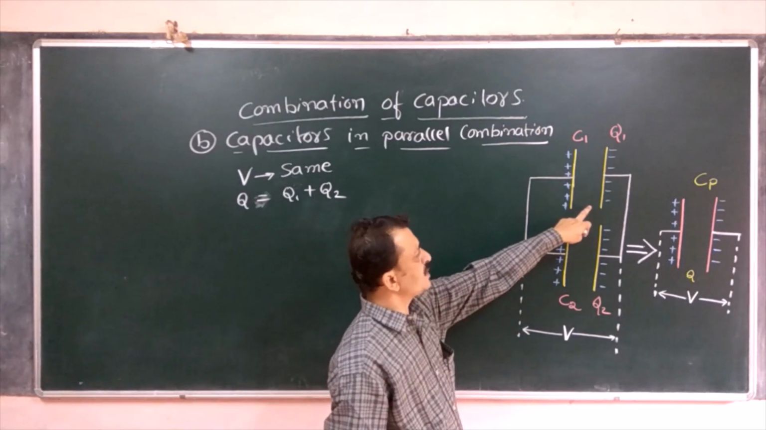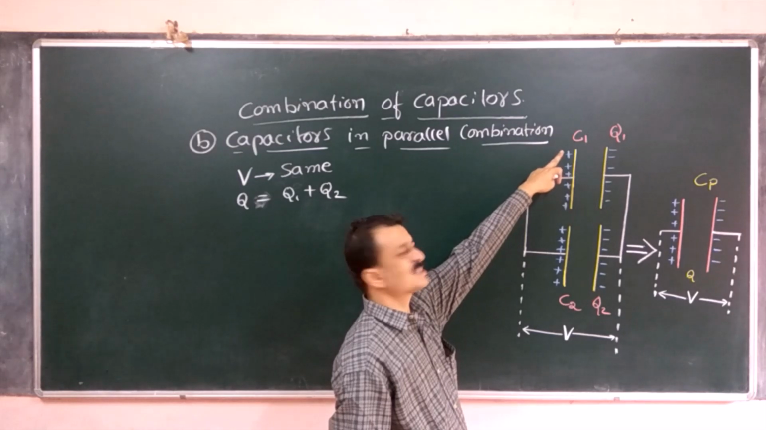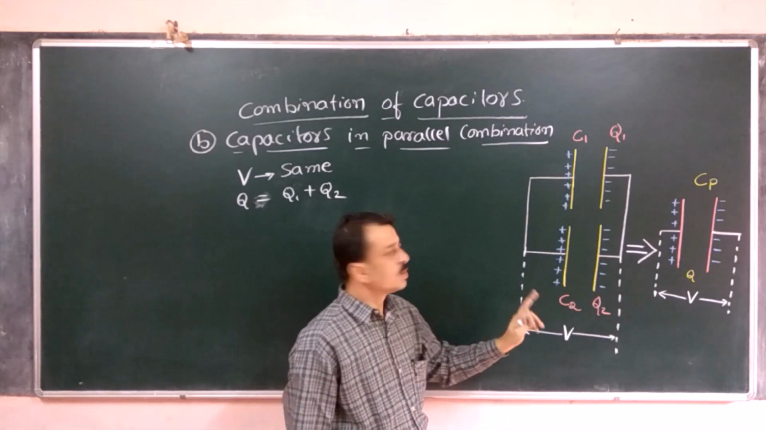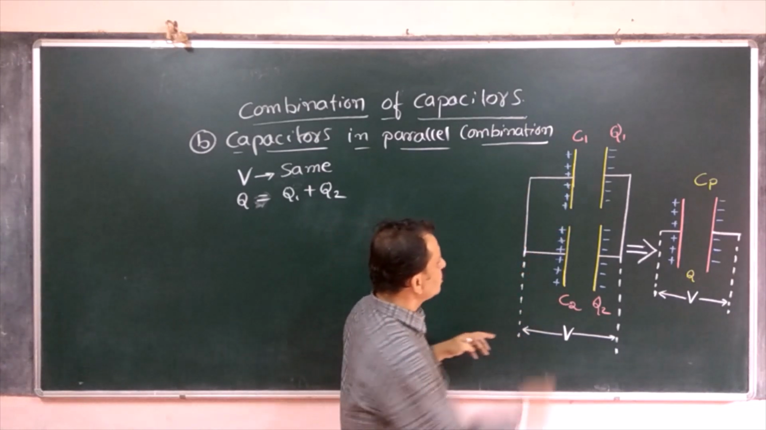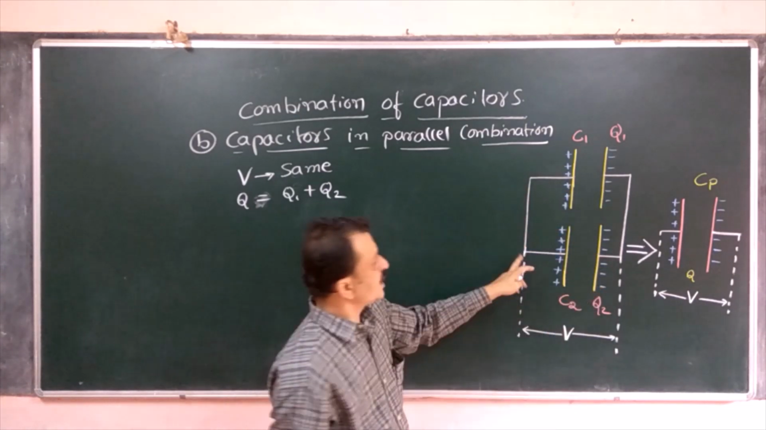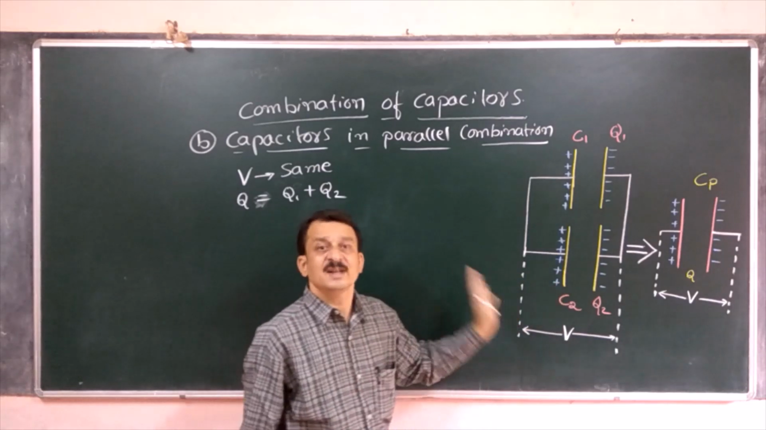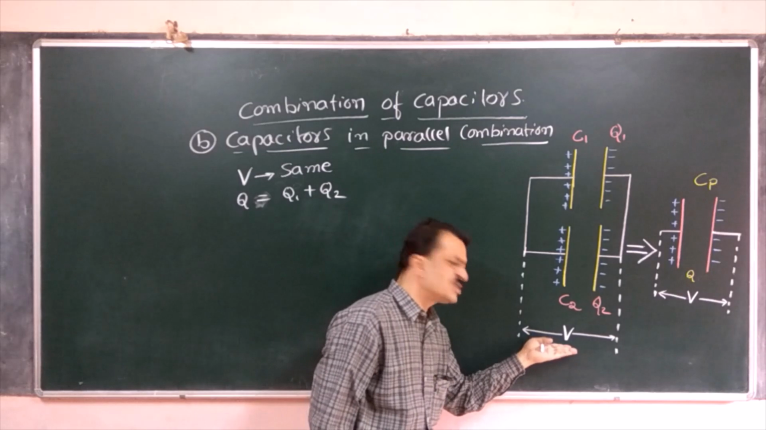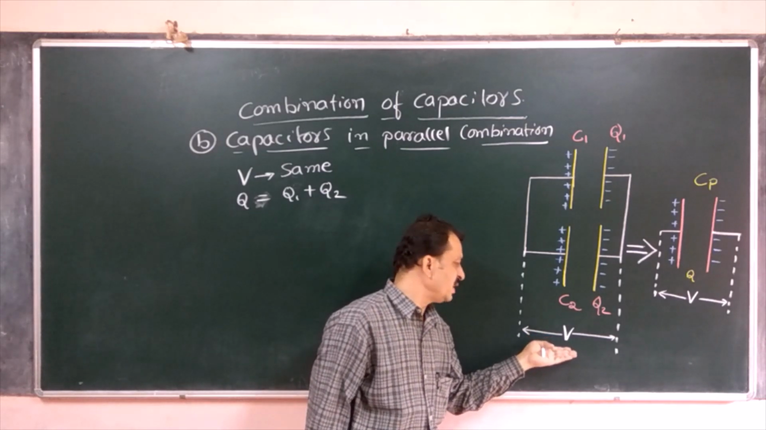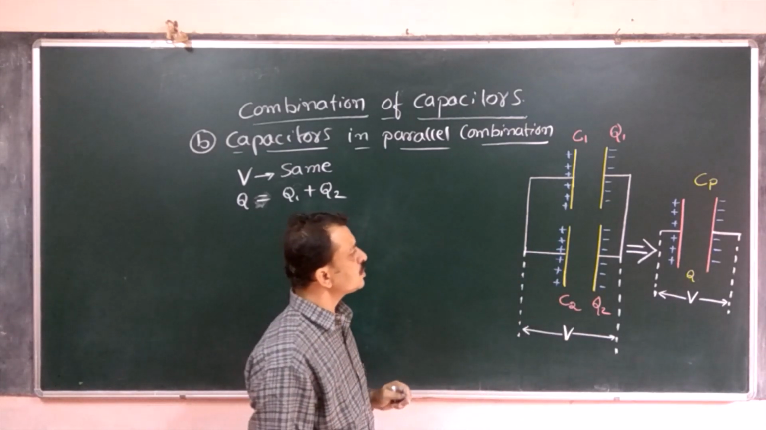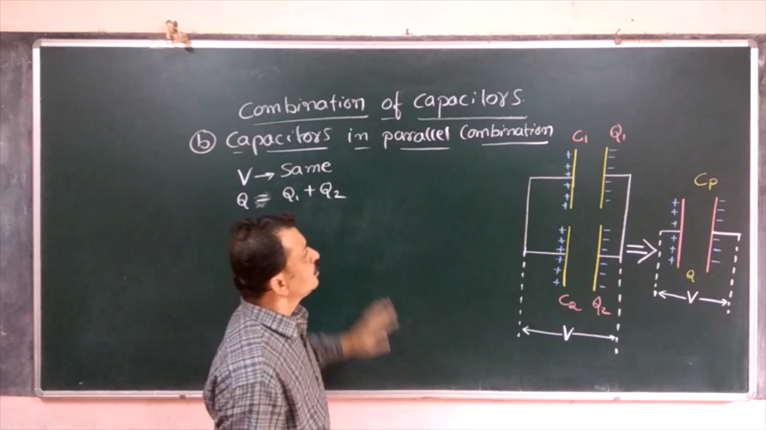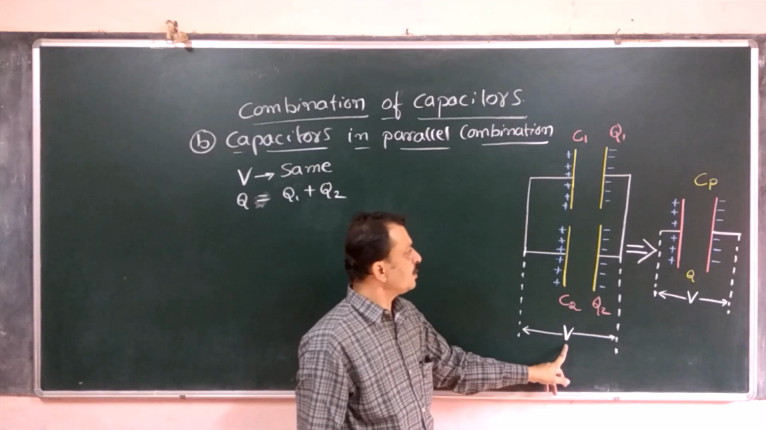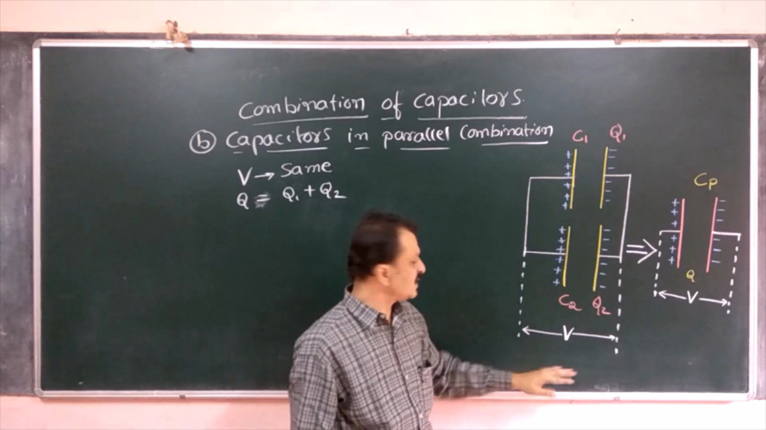We have taken two capacitors, one of capacitance C1 and another of capacitance C2. They are connected between two common terminals, not end to end, across which a potential V is applied. Since it is a parallel combination, the potential drop across each capacitor remains the same.